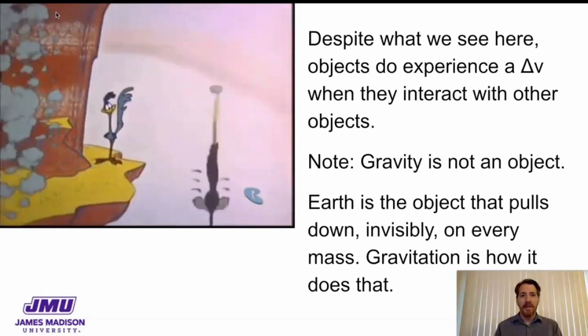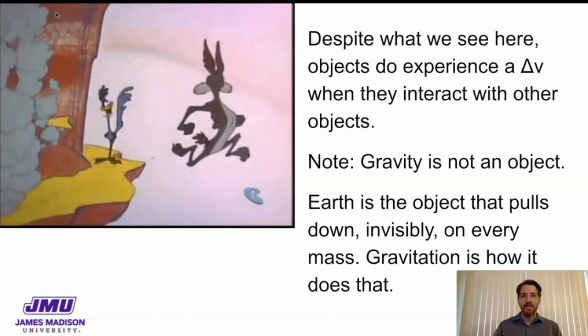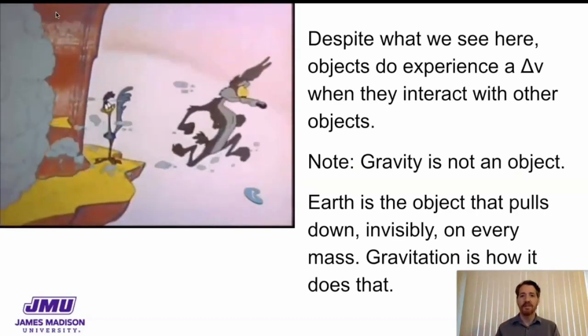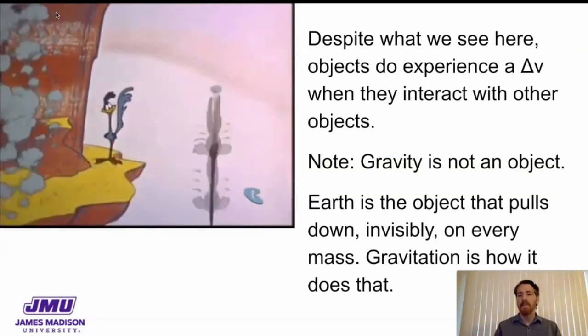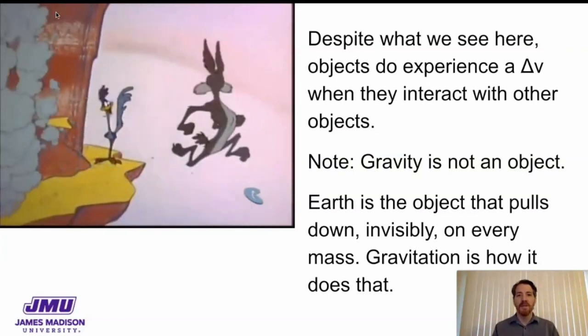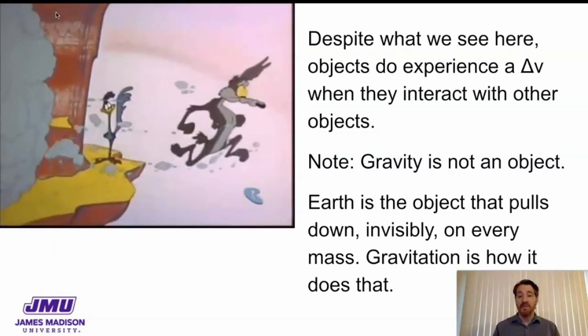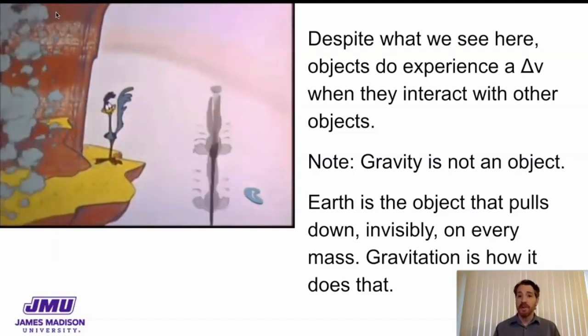Despite what Wile E. Coyote experiences right here, where he runs out, then notices he's going to fall, and then falls, in reality, we do experience delta V when an object is dropped or when we fall. We experience that right away.